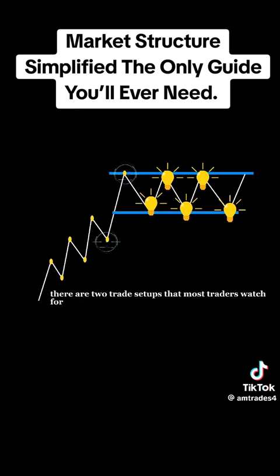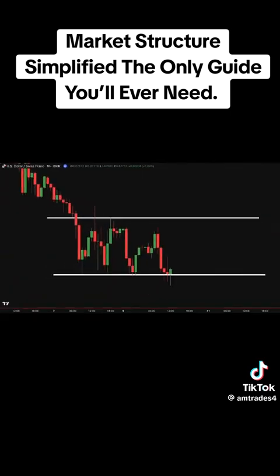There are two trade setups that most traders watch for when trading range-bound markets. Let's look at the first setup, a rejection from the support level. As you can see here, the market is ranging. The price respects a well-defined support and resistance zone.